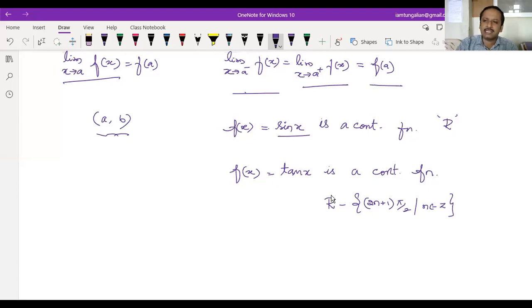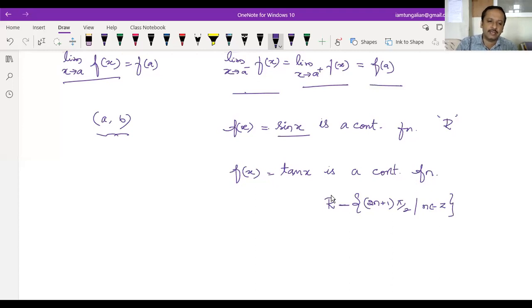I mean, tan x is not continuous at pi by 2, 3 pi by 2, 5 pi by 2, 7 pi by 2, etc. At all those points, tan x is not continuous. Everywhere else, it is continuous. But when you are talking about continuity of this function, we can say it is continuous in its domain. The domain of this function is the set of all reals except the odd multiples of pi by 2.